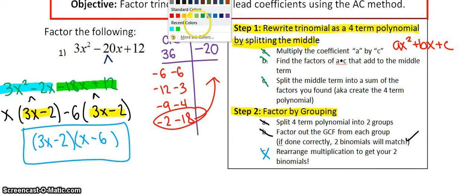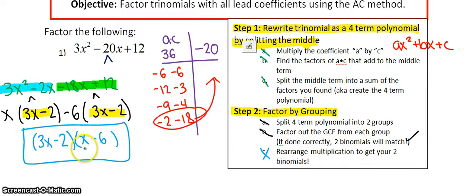If you want to double check, we can always guess and check. So 3x times x gives me 3x squared. My outers give me negative 18x. My inners give me negative 2x, which you combine to get negative 20x. And my last gives me positive 12. So I know I've completed this. Again, this was factoring by the AC method.